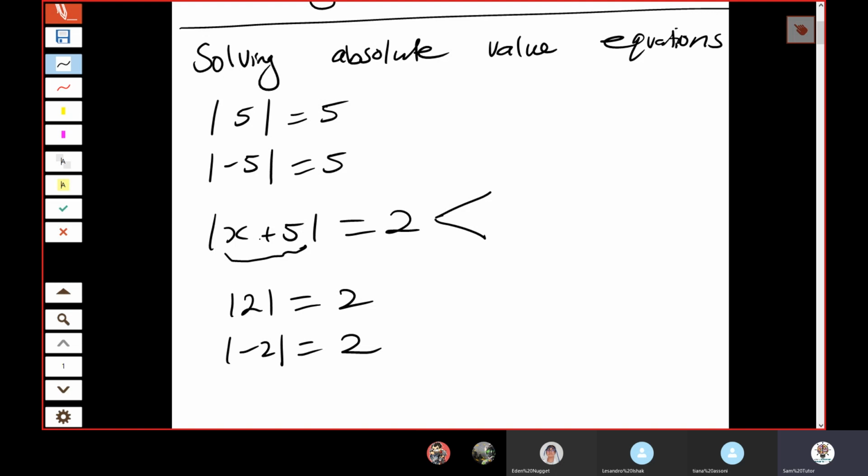Your first form is x plus 5 must equal 2. So x plus 5 equals 2. And your second version is that x plus 5 can also be negative 2, because you just saw if I absolute valued it, it still gives me a positive 2. Any questions at this stage?